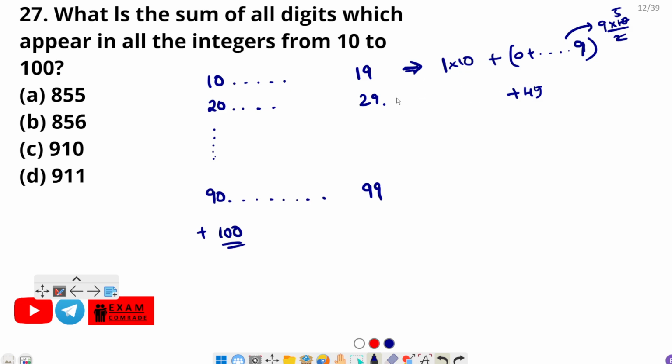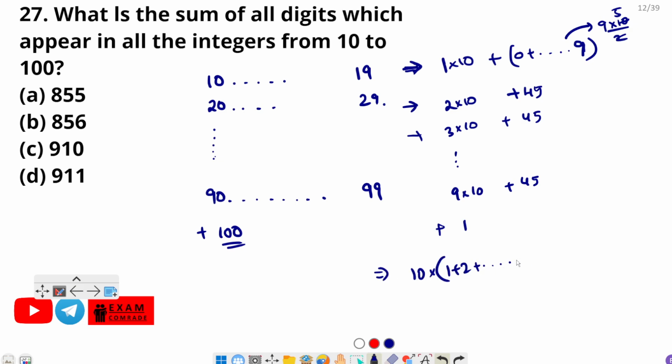Okay. Similarly, in the second row also we get 2 into 10 plus 45. 3 into 10 plus 45. So on 9 into 10 plus 45 plus 1. So we can take 10 common in this thing. You can write 10 into 1 plus 2 plus 3 plus up to 9 plus 45 here 9 times plus 1.